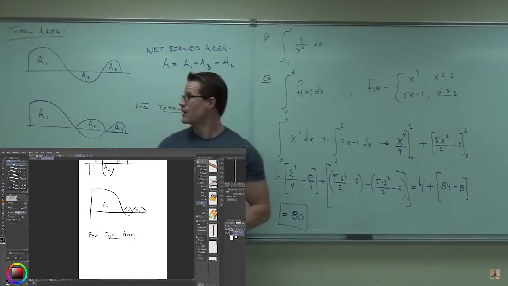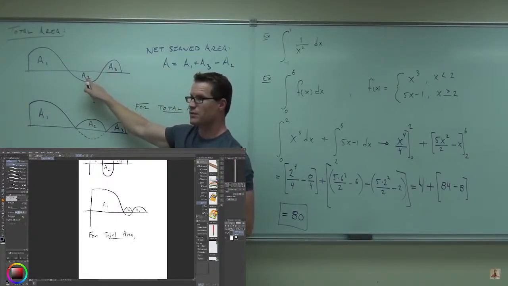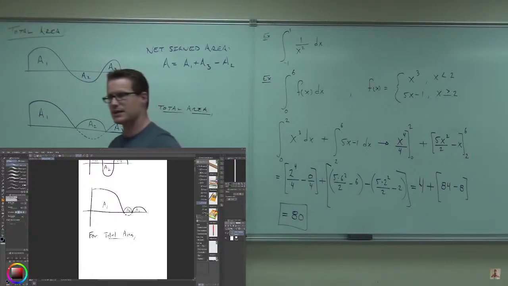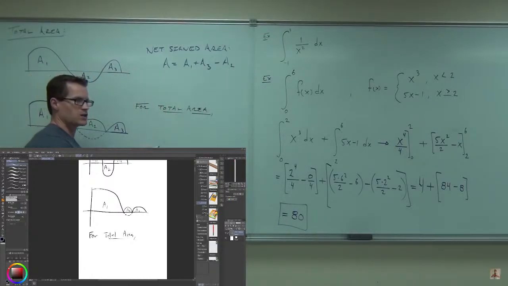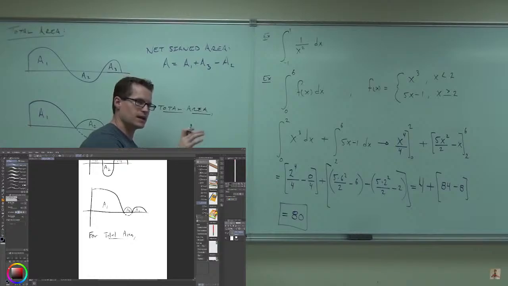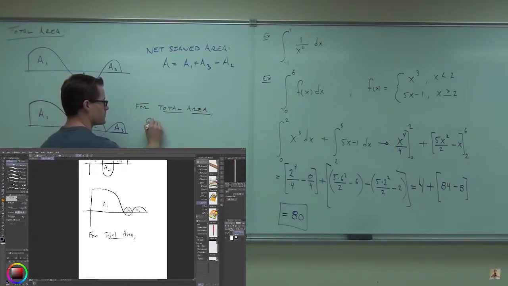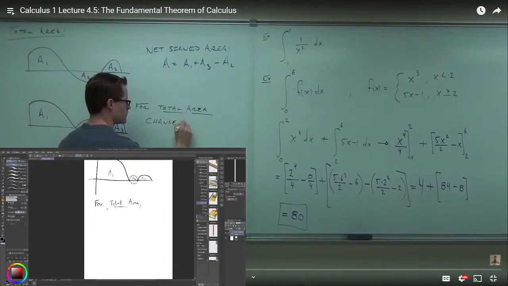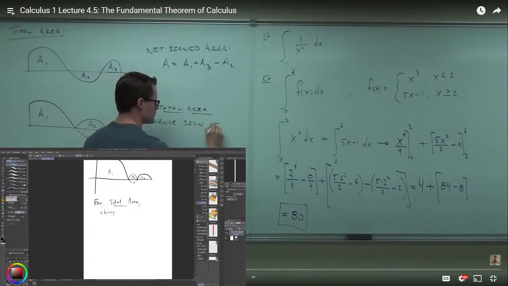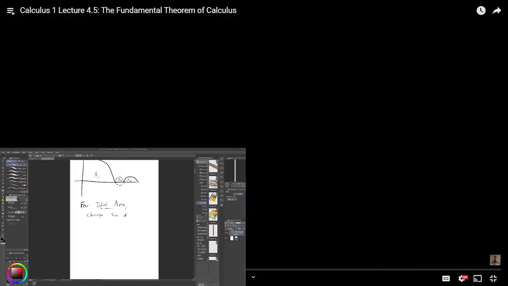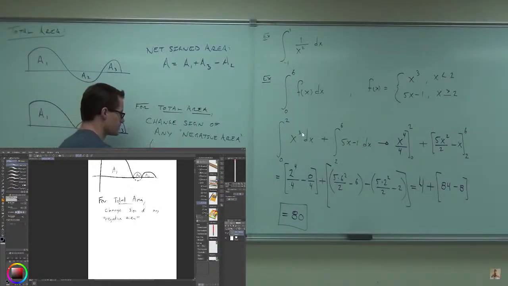In order to do that, that's positive, that's negative. We have to change the sign of that for the x-axis. That's the idea. So for total area, we need to change the sign of area 2, or in other words, the area of any piece of the region that is negative. In this context, excuse me, that's the area that's below the x-axis.